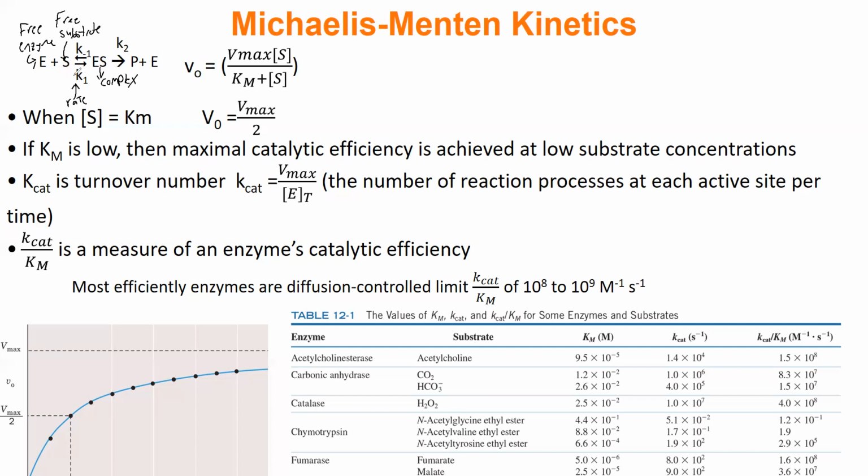So that's one thing ES can do. They can go backwards. It can also go forwards to make product plus free enzyme again. So it can change its substrate to make a product. And this has a rate of K2, right? So this is just another speed. So that is our basic equation. Enzyme plus substrate goes to enzyme substrate complex, goes to product plus enzyme, realizing that the enzyme substrate complex can break apart.